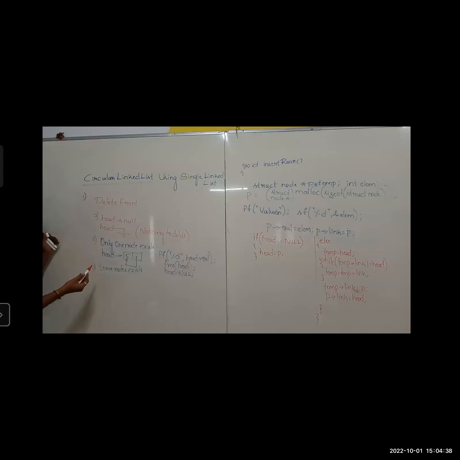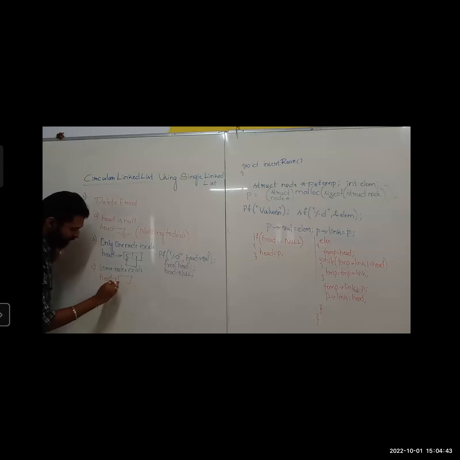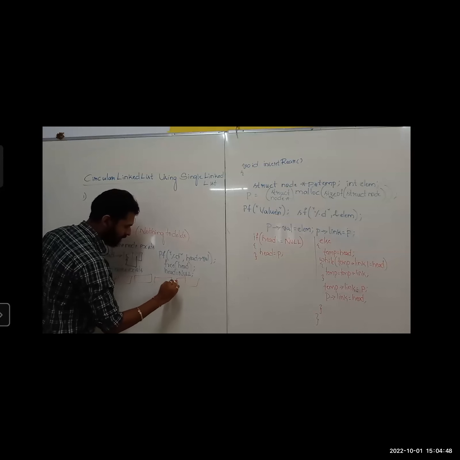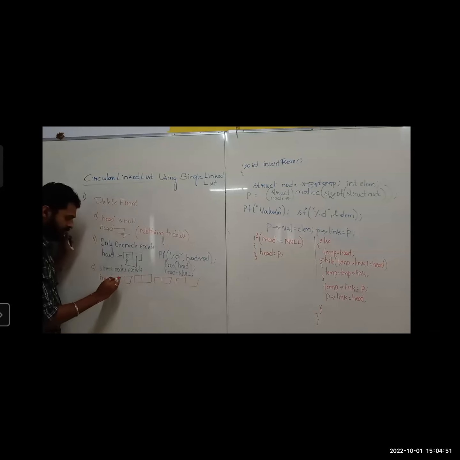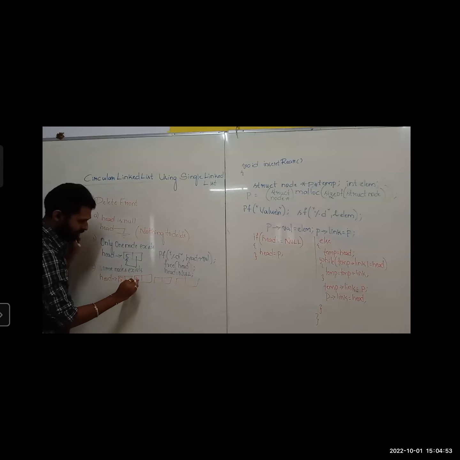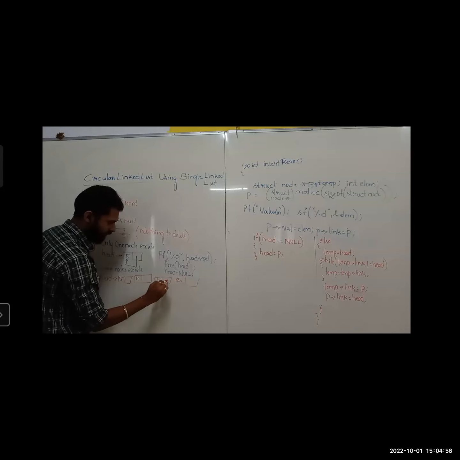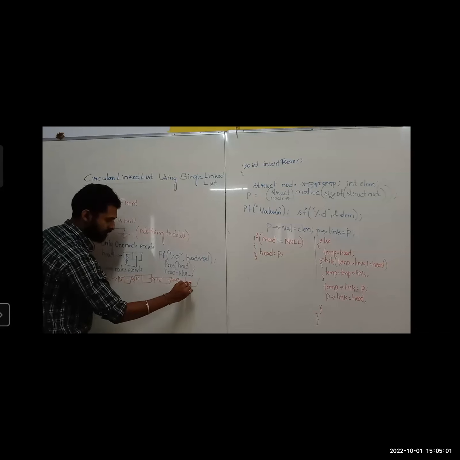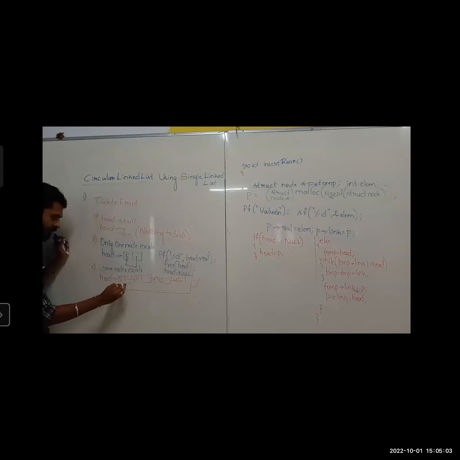However, considering this scenario, head is pointing to some node, and that node is pointing to some other node, and so on. 5, 10, 15, 20. Now, what exactly should I do? Just 2 minutes. Here, next, what exactly should I do?